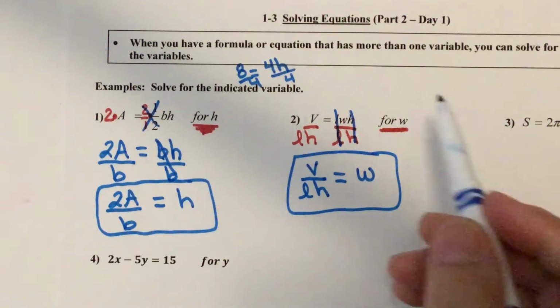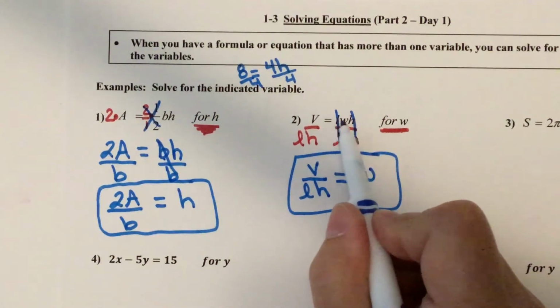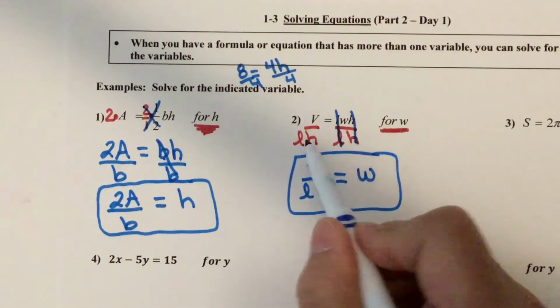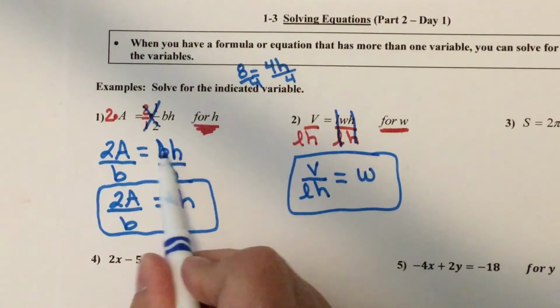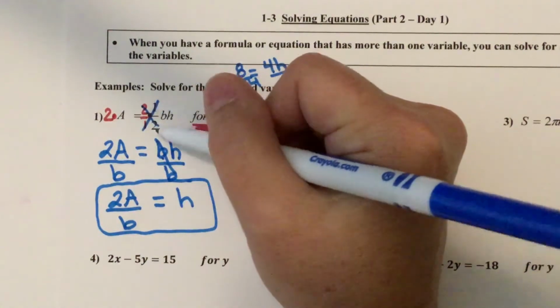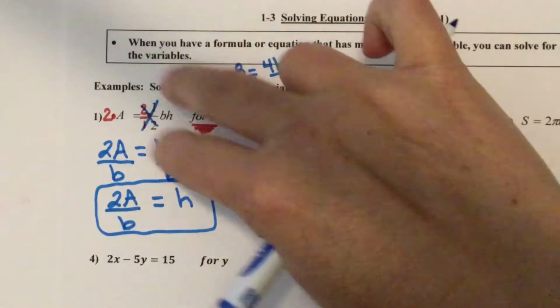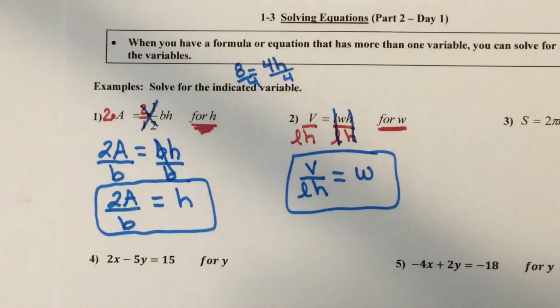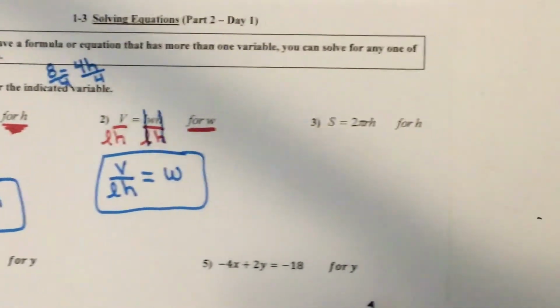So this problem involved the rule: to get rid of multiplication, you divide. And that's what I did here too. To get rid of multiplication, you divide. I also had the rule that to get rid of a fraction, multiply by the reciprocal. So these are all the same rules you're used to. They just look a little confusing because of all the variables.